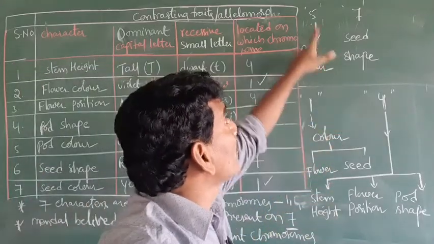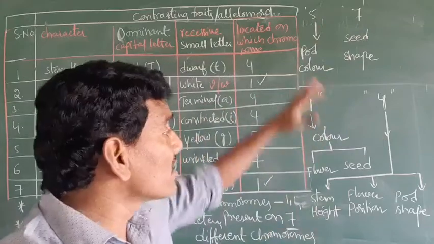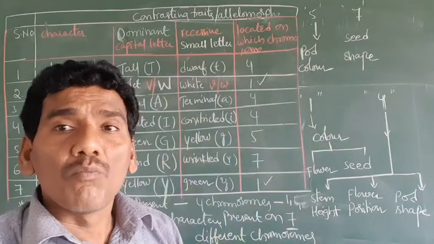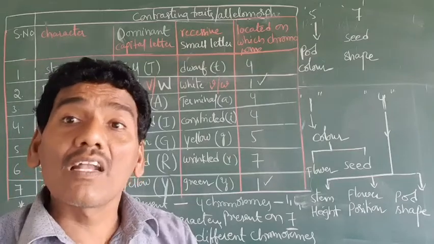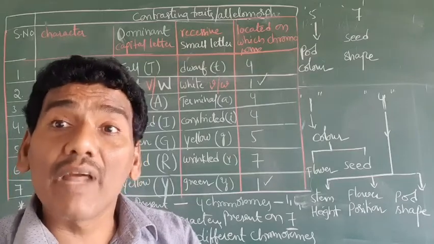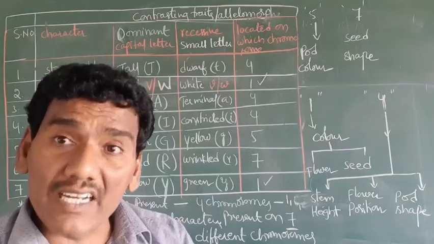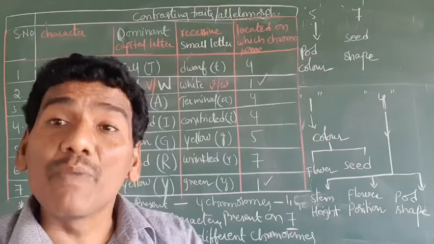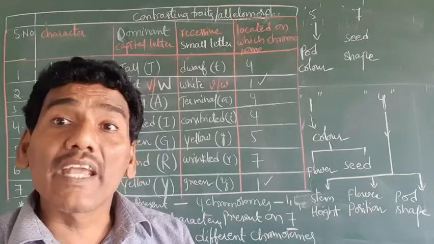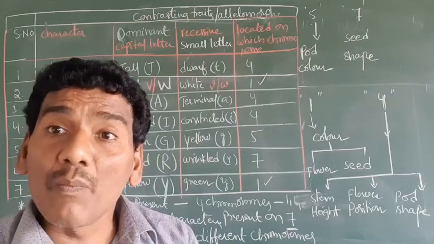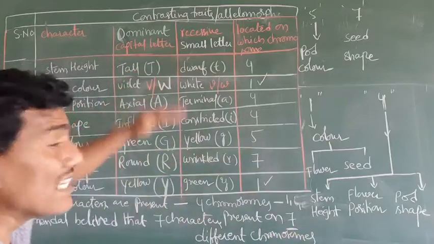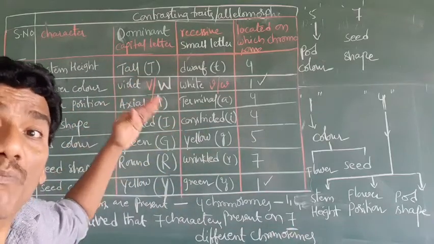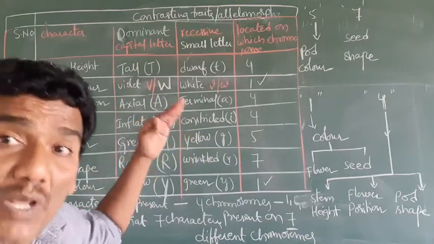First 4, 5, 7. Okay, this is also known as here maximum almost all information regarding contrasting traits selected by Mendel in pea plants. What type of character did Mendel select for his hybridization experiment on the pea plant? These types of characters are selected by Mendel for his hybridization experiment.